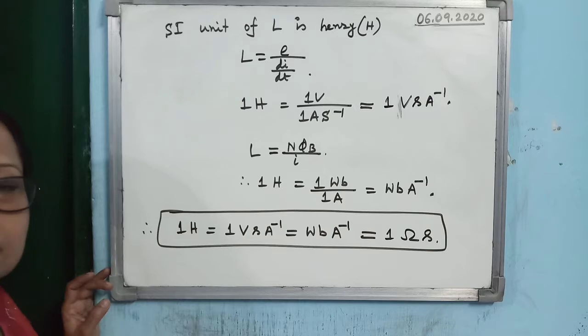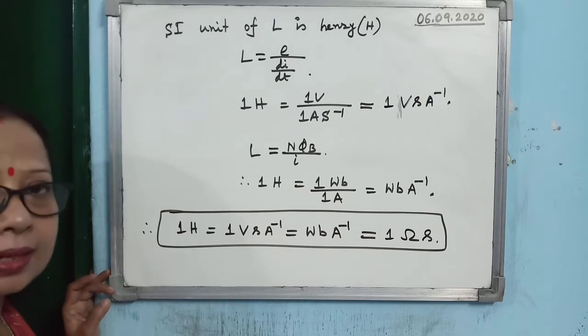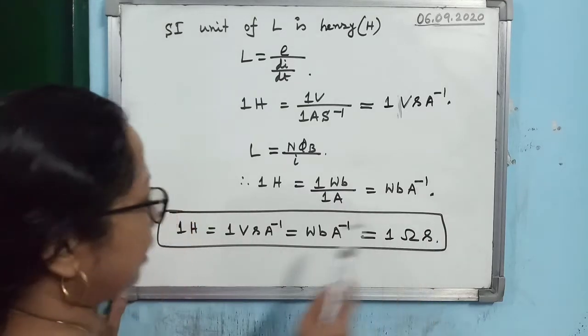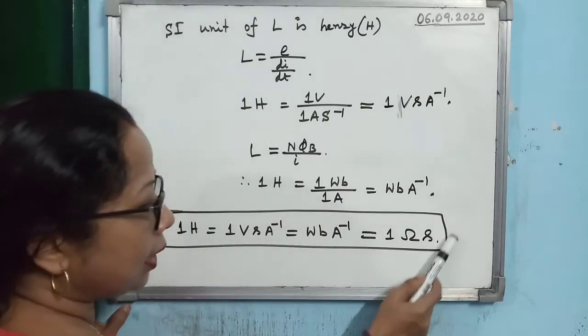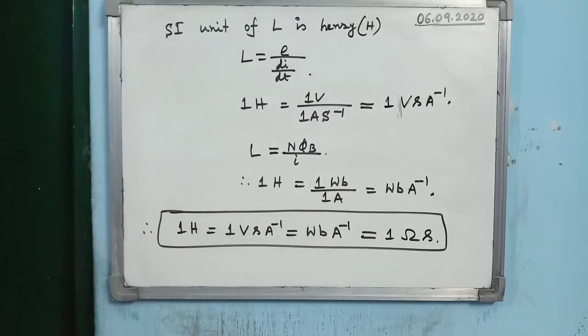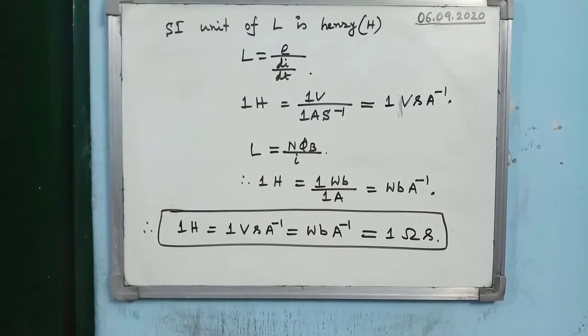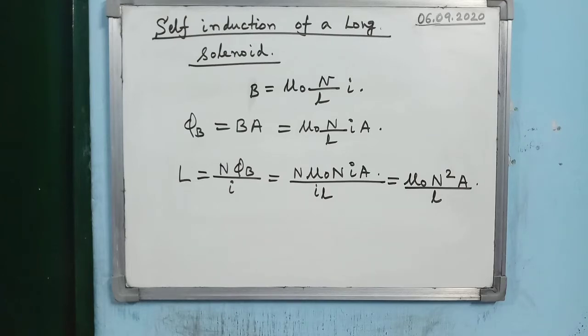Volt per ampere is equal to how much? Ohm. I hope you can remember. V is equal to IR, isn't it? So V by I is equal to R. So you can write ohm second. So these are the relations you are supposed to remember and retain for your board exam related with the unit of coefficient of self-inductance. Now the self-induction of a long solenoid.